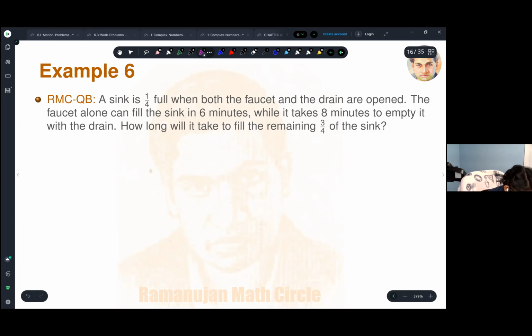Here's the next question. A sink is 1/4 full when both the faucet and the drain are open. The faucet alone can fill the sink in 6 minutes, while it takes 8 minutes to empty it with the drain. How long will it take to fill the remaining 3/4 of the sink? So I'll give you some time to work on it. And the hint is that you should probably think about relative speeds and relate it to work, rate and time.